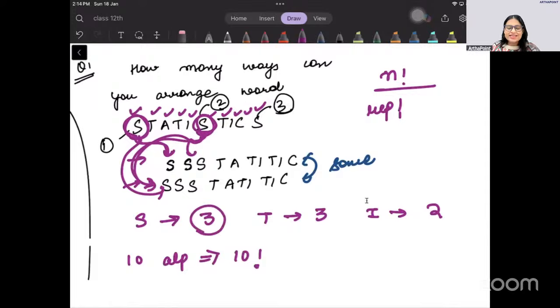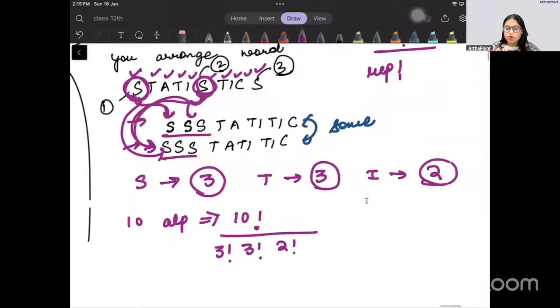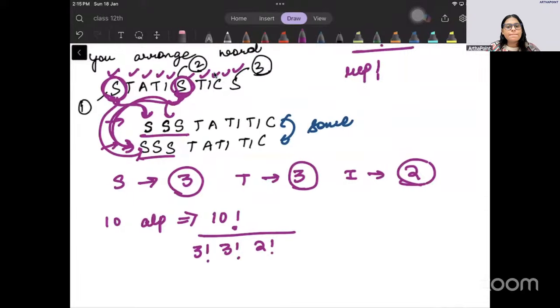But because S is repeated 3 times and we cannot discriminate, divided by 3 factorial, divided by 3 factorial of this, divided by 2 factorial of this. Whatever answer you get here, that is the answer to your question. Is it clear? So you will not say just 10 factorial. That will be wrong. You will have to look at the repetitions also.